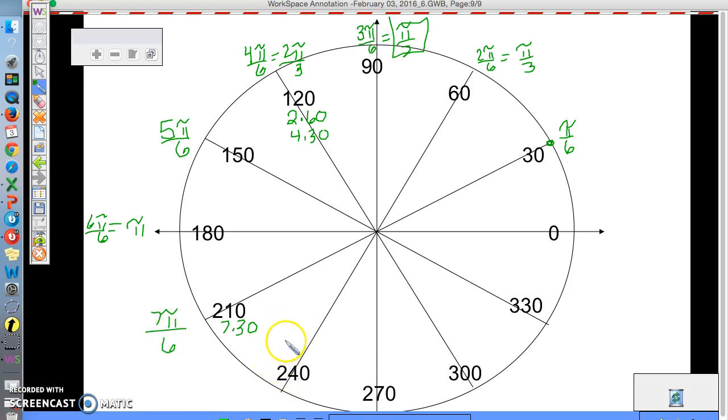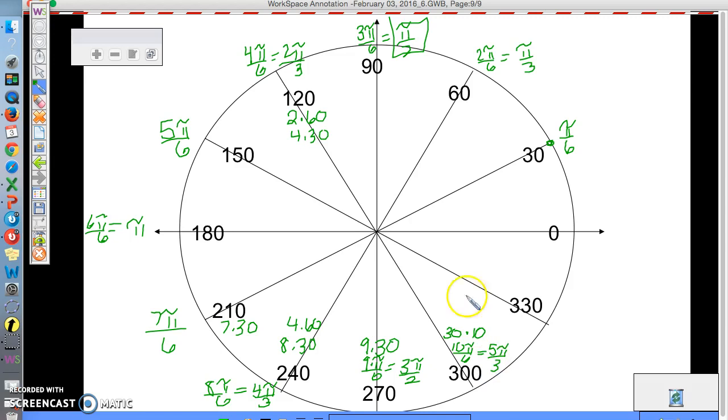Well, this is, we could do 8 times 30 or 4 times 60. I tend to do the bigger one, so this is 4 pi over 3. That would be the same thing as 8 30s, which is 8 pi over 6. This is 9 30s, so 9 times pi over 6, which reduces down to 3 pi over 2. This would be 30 times 10, so 10 pi over 6, which is 5 pi over 3, which if you notice is 5 times 60 degrees as well. And this is 11 30s, so we have 11 pi over 6.